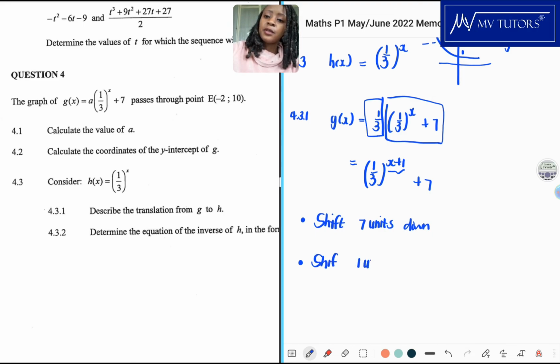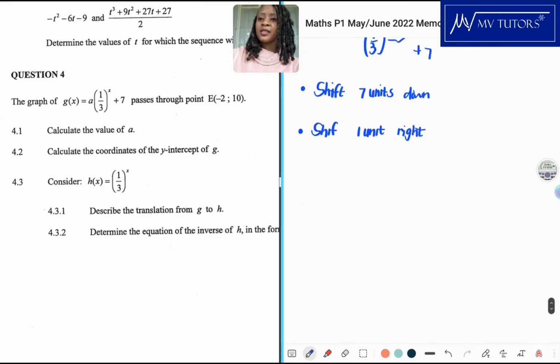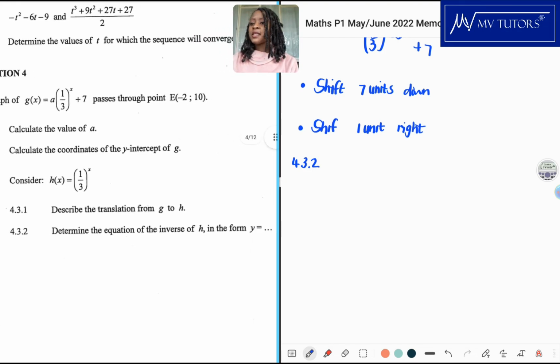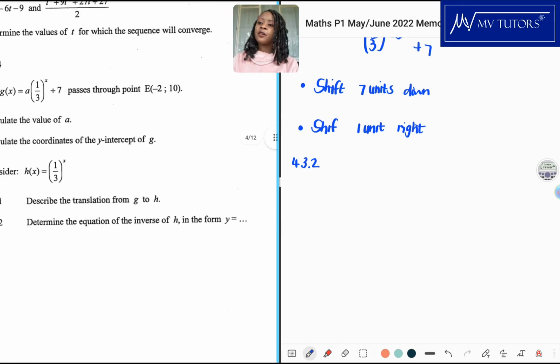Shift 1 unit to the right. Okay, I hope that makes sense. Let's answer the last question, then I'll show you this Desmos I keep talking about. So 4.3.2, it says determine the equation of the inverse of h.